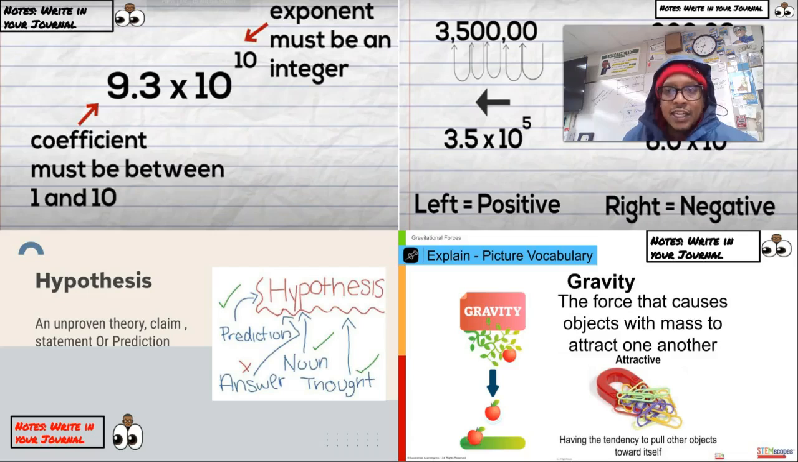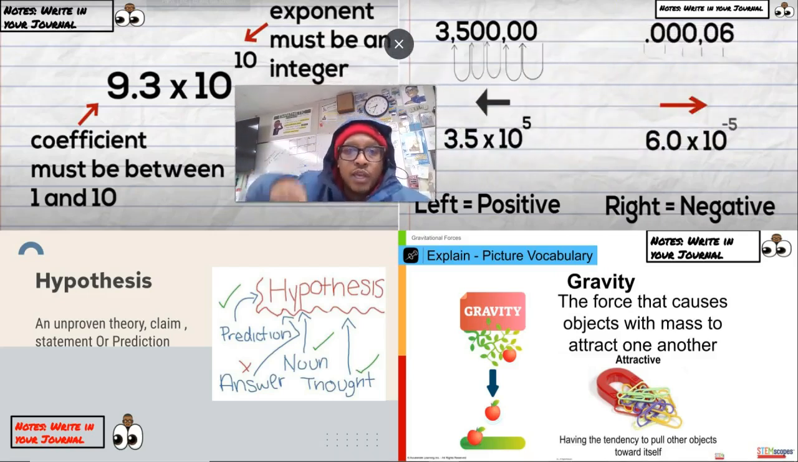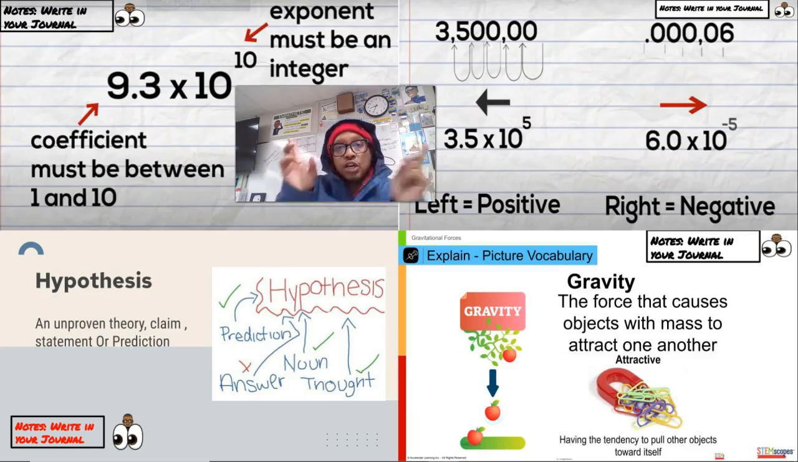Next, we just talked about these things, so make sure you are good with that. Make sure you're also good with being able to write a hypothesis. Remember, it's an unproven theory, claim, or statement. Remember that gravity causes objects with mass to attract to one another. All right, cool. And we just talked about scientific notation. These are all the things you're going to need for the lab. Let's keep it pushing.